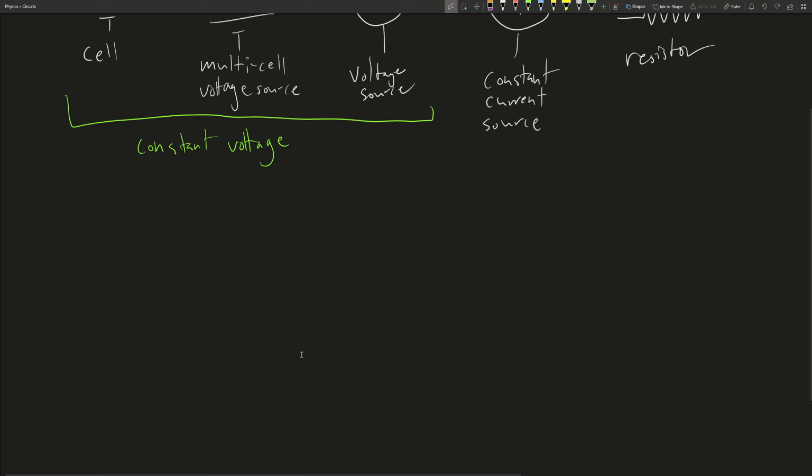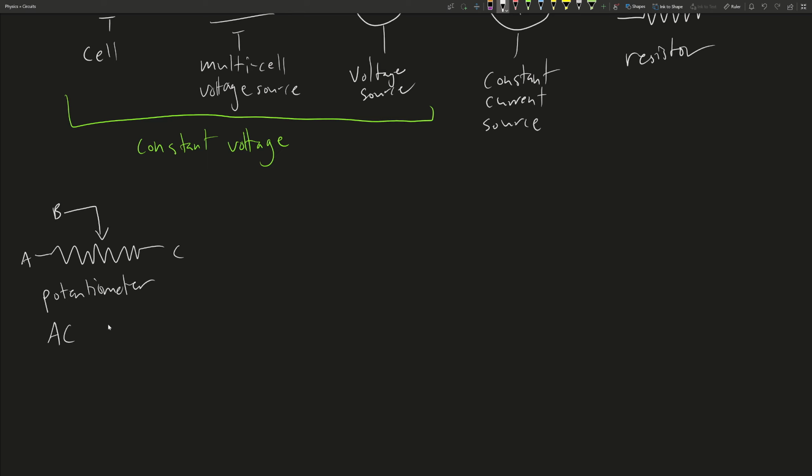Now, you can also have things called potentiometers or variable resistors, and that looks like a resistor with an arrow going into the middle of it. So this is a potentiometer or a variable resistor, and what that means is that across the two end terminals is a constant resistance. If I label this A, B, and C, AC is just a normal resistor. But AB and BC can vary, so these are variable. The resistance across these two points is constant.